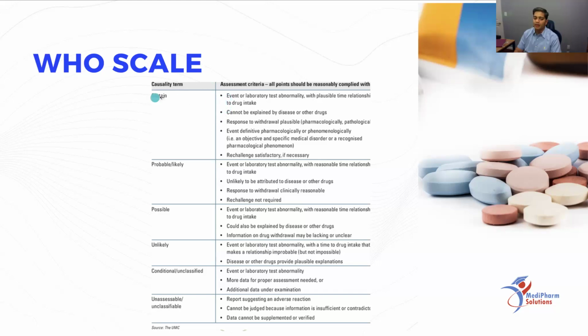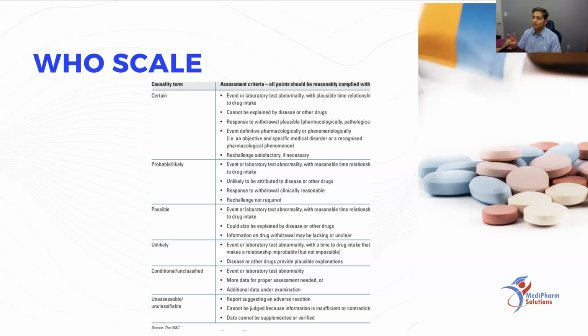Like for example, let us say this. If you say it is certain, it should not be explained by any other etiology. This adverse event should not be caused by any past medical history of the patient. It should not be caused by any concomitant drugs, drug-to-drug interactions, food-to-drug interactions. Nothing should explain the occurrence of this adverse event. That's number one, which we already covered.